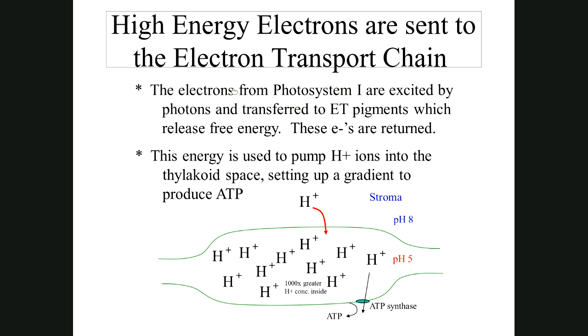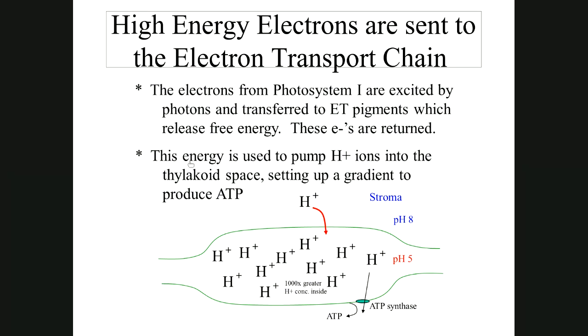And let's look at what happens with that energy. High energy electrons are sent to the electron transport chain. That's what I just told you on the previous slide. The electrons from photosystem 1 are excited by photons, light, and transferred to electron transport pigments, which release the free energy. These electrons are returned.